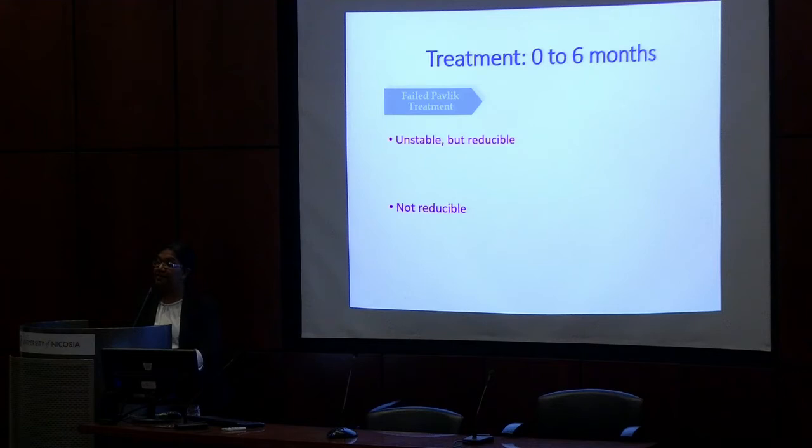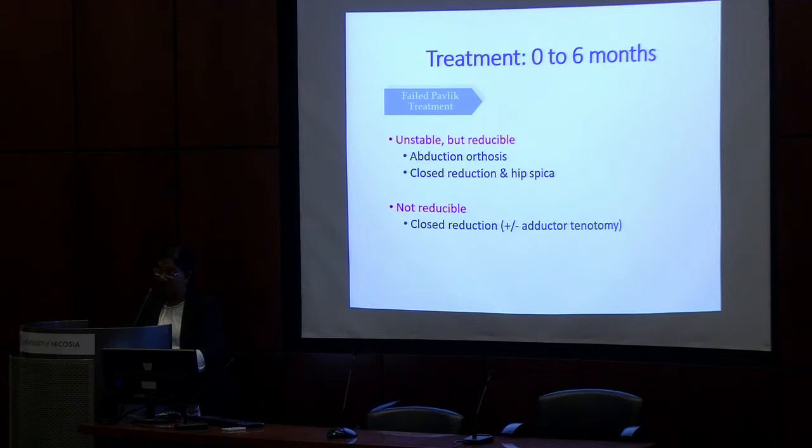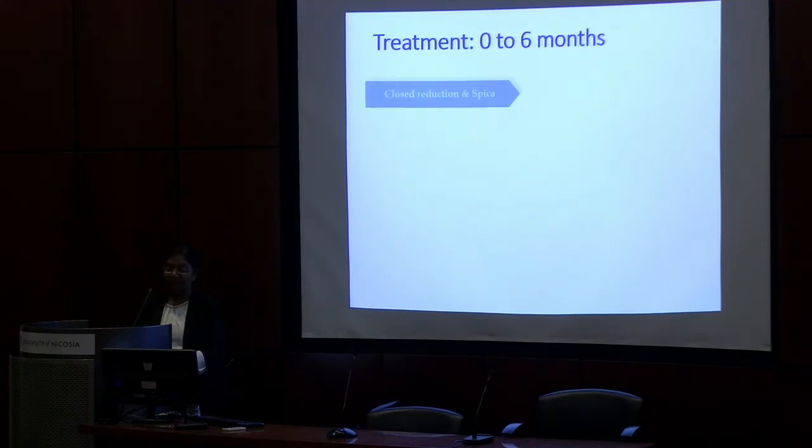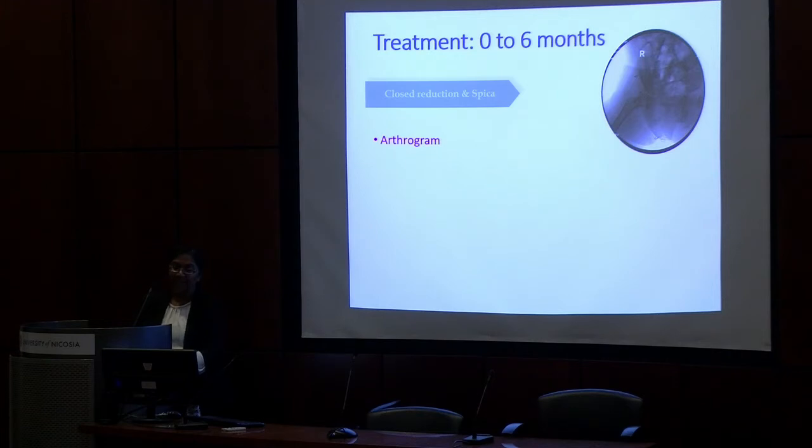So what do you do if they fail pelvic harness treatment? So you can try a rigid brace for a week or 2, or you can do a closed reduction. And then if it's not reducible, then you know you've got to do a closed reduction, or possibly an open reduction. So if we talk about closed reductions, we first do something called an arthrogram, where you inject dye into the hip.